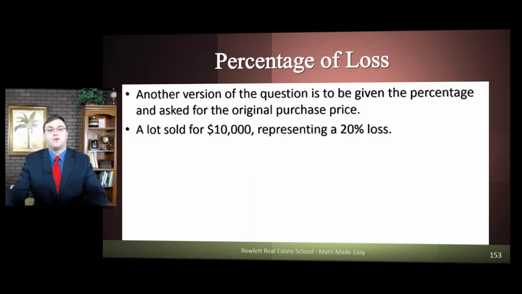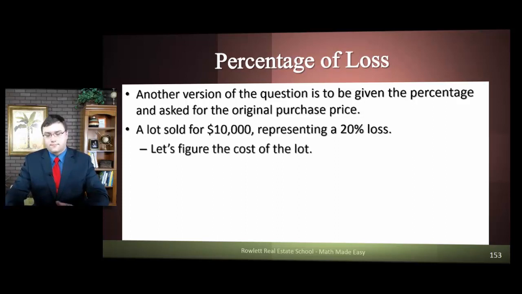Now with the profit, we took the percentage given to us in the question and we added it to 100, because the 100% is representative of what they spent on the property, or the cost. So if you made money and we added it to 100%, what do you think we're going to do with the percentage if we have a loss? Cue the Jeopardy music. We're going to subtract.